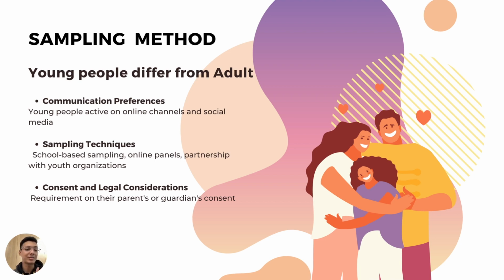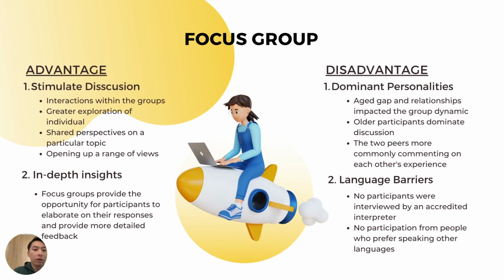It might be convenience sampling, another one might be snowball sampling. Consent and legal consideration is very important because we need to ask the legal guardians to give consent for the surveys and for the research participants. So for the data collection method, we use the focus group.